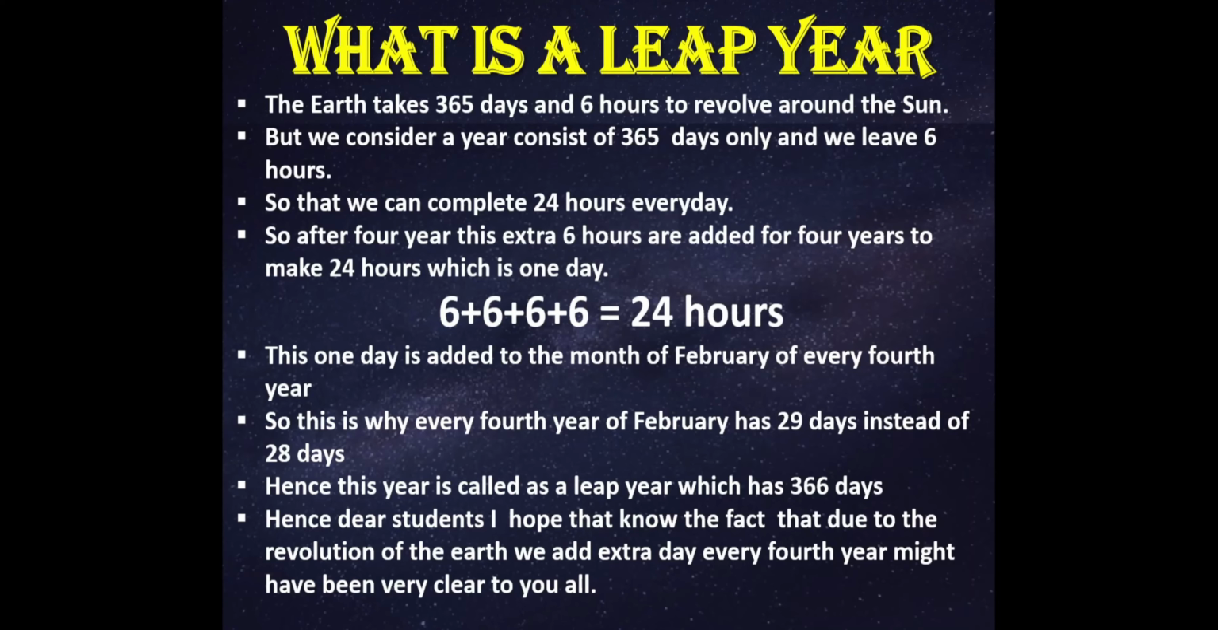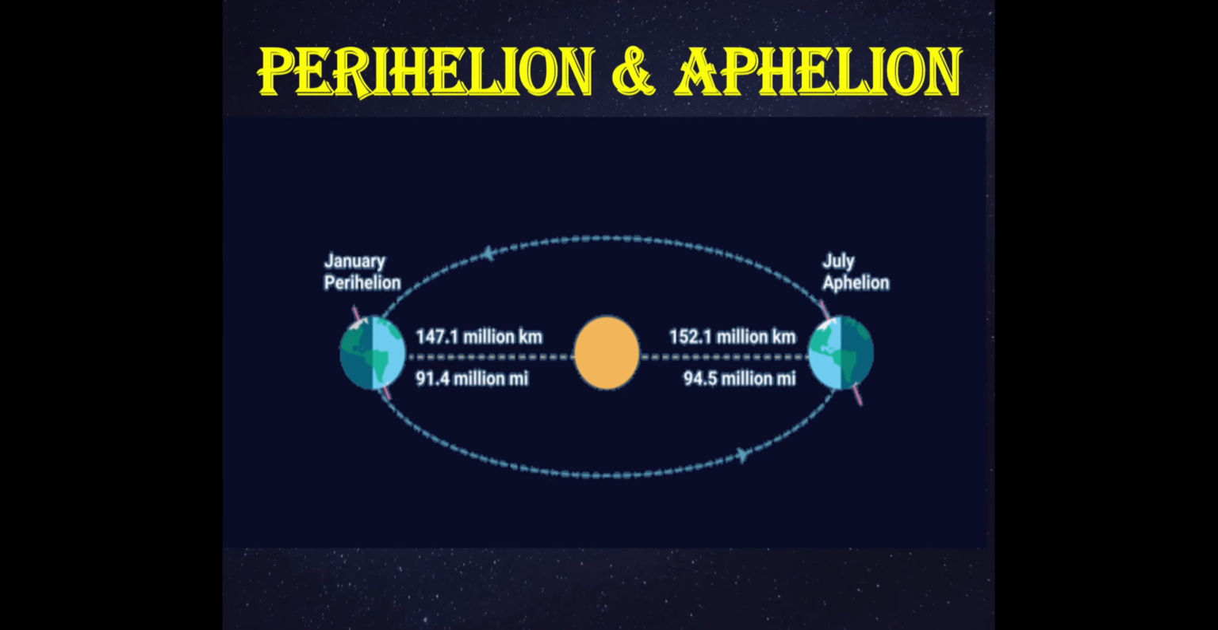Hence, dear students, I hope it is now clear to you that due to the revolution of the Earth, we add an extra day every fourth year. Now, let's understand what perihelion and aphelion are. The orbit of the Earth around the Sun is elliptical in shape. Due to the elliptical shape of its orbit, the distance between the Sun and the Earth keeps changing throughout the year. Sometimes the Earth is too close to the Sun, and at other times it is too far from the Sun. On January 3rd, planet Earth is nearest to the Sun.